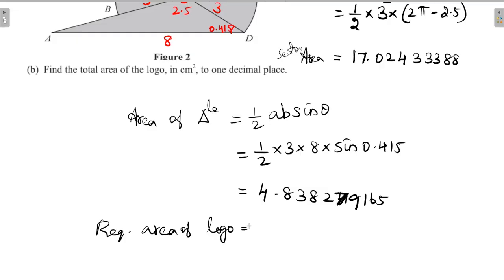So now the required area of the logo. We need to give the answer to 1 decimal place. By adding both values, we find 21.9 centimeter square.